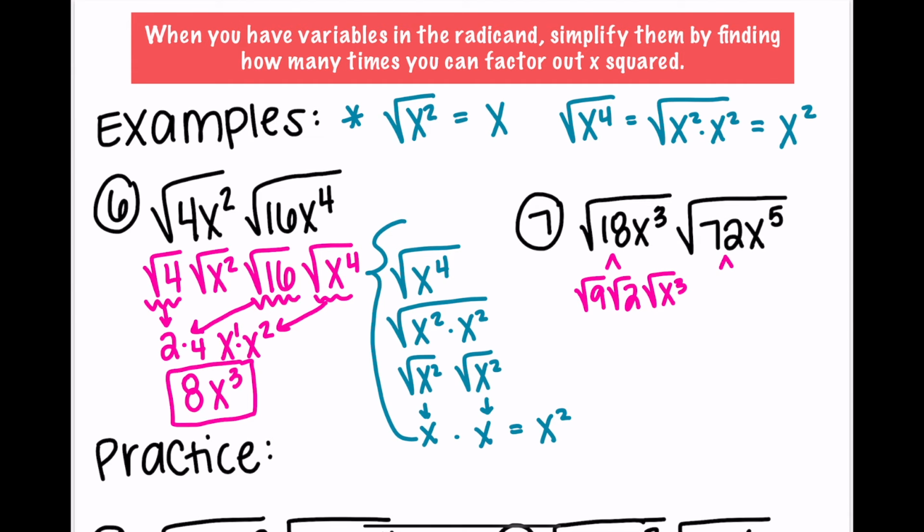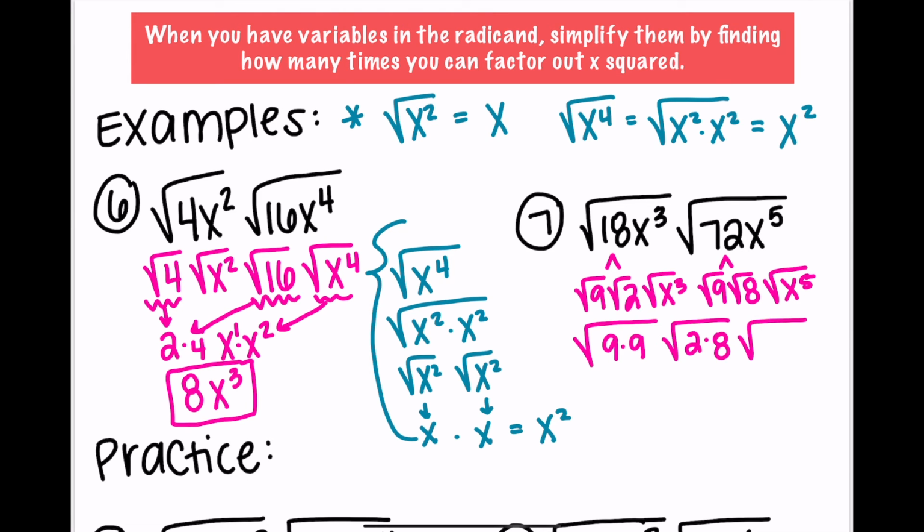Then we have 72. So 72 is 9 times 8, so square root of 9, square root of 8, and then we have the square root of x to the fifth. Right, so now we can do our combining like we did before. So we have those 9s, then we have 8 times 2, which is great because that's 16.